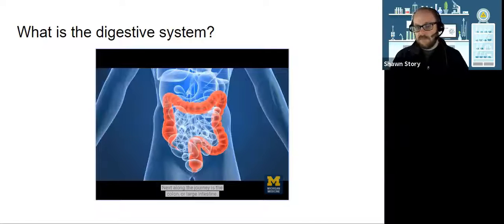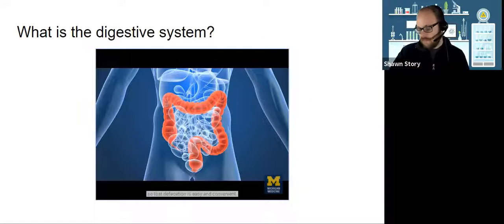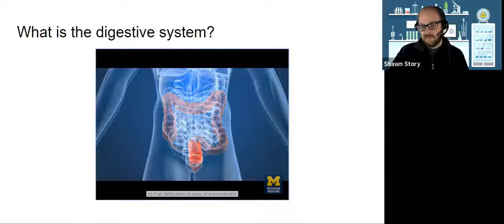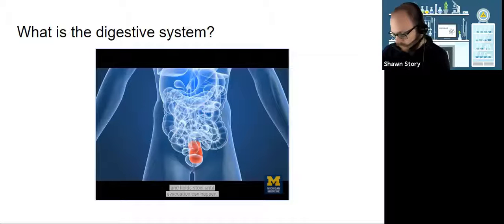Next along the journey is the colon, or large intestine. It is a 5 to 7 foot long muscular tube that connects the small intestine to the rectum and is responsible for processing waste so that defecation is easy and convenient. The rectum is an 8-inch chamber that connects the colon to the anus. The rectum receives stool from the colon, sends signals to the brain if there is stool to be evacuated, and holds stool until evacuation can happen.